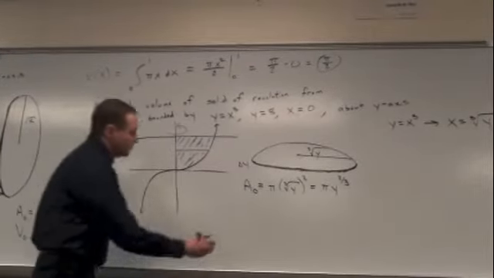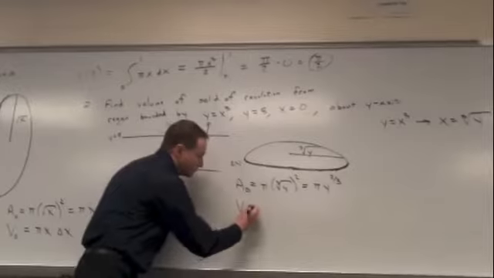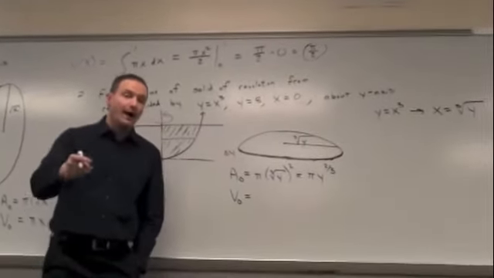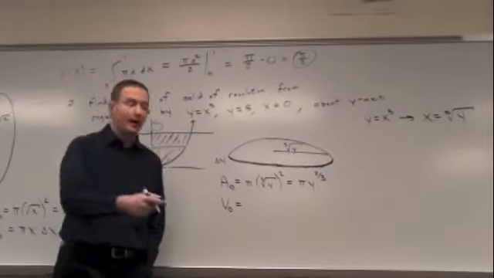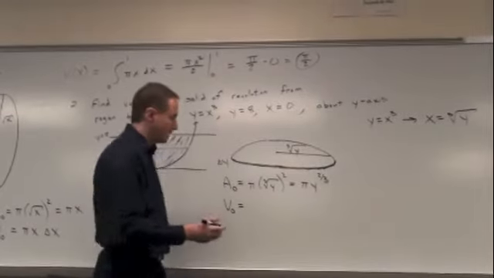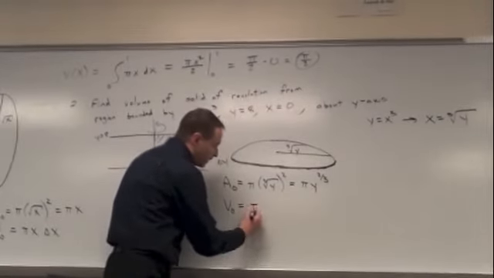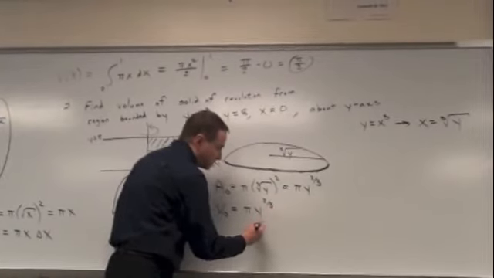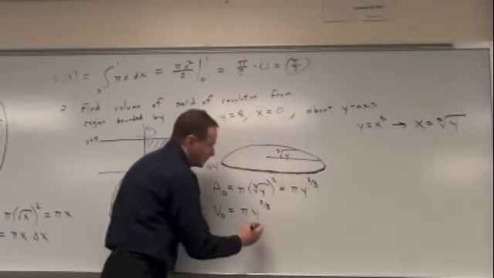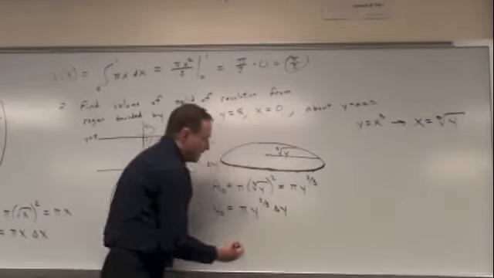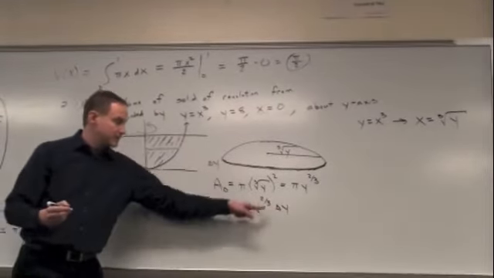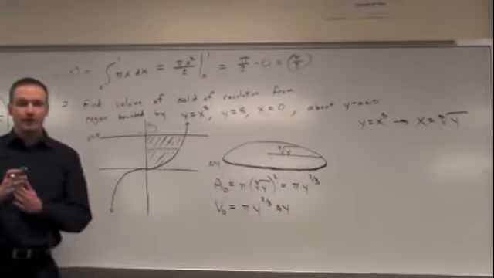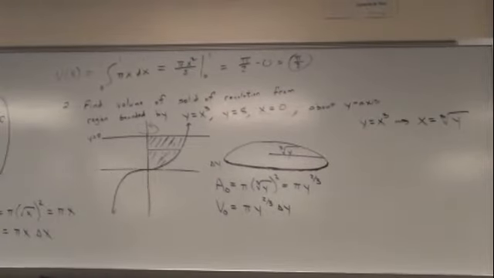So your volume formula: pi y to the 2/3 dy, or sorry, delta y for now. So any arbitrary cross-section is going to be pi y to the 2/3 times delta y. That's the thickness times the area of any cross-section for the volume of the cross-section.